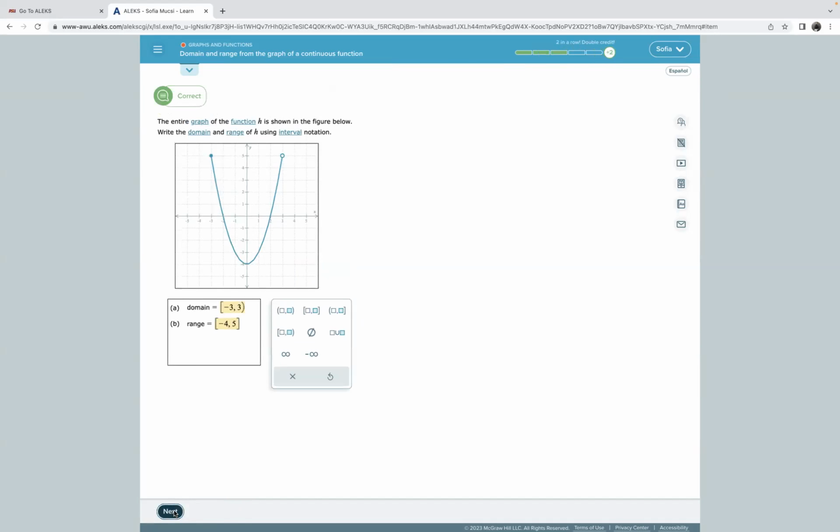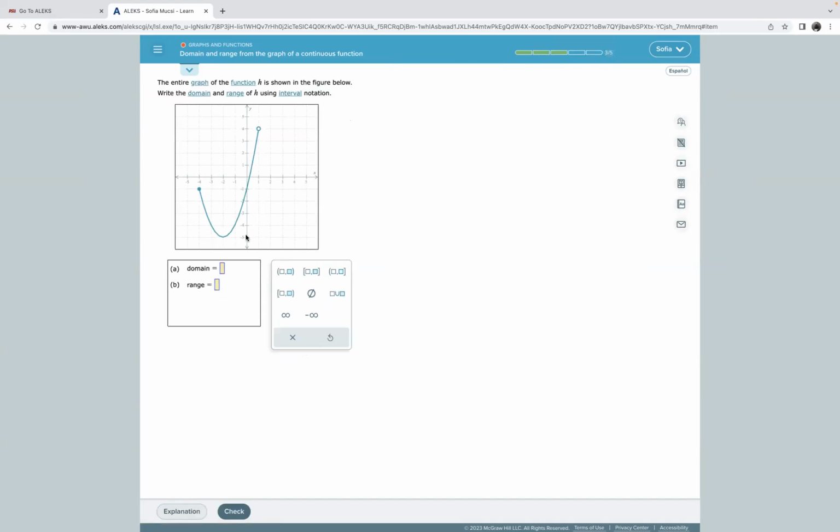Perfect. I guess it's the same with this one. It'll be bracket, parenthesis, -4 to 1. And then range, it's going to be bracket, parenthesis, because at the top there, it's not filled in, and that'll be -5 to +4. You got it, perfect.